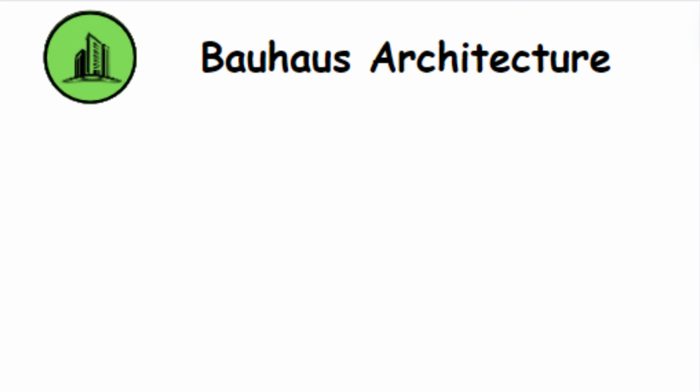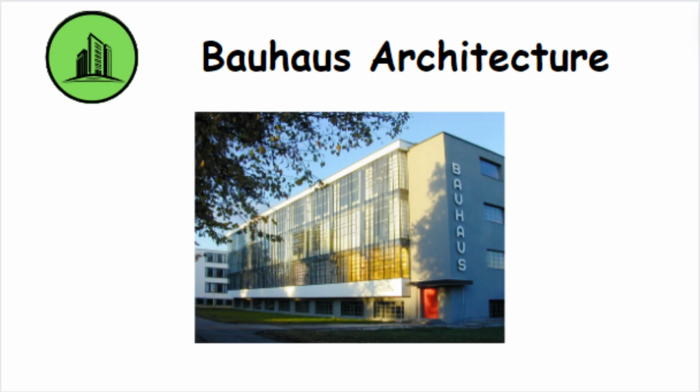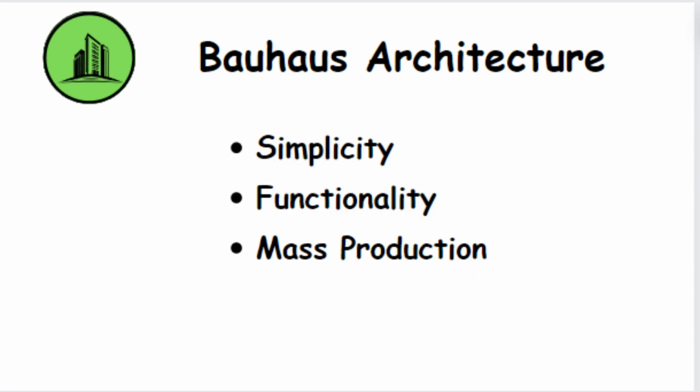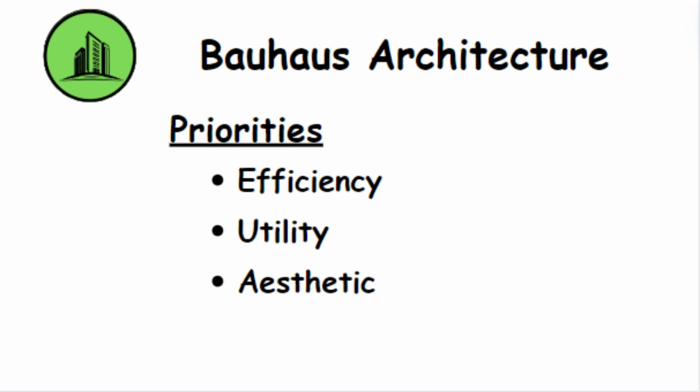Bauhaus Architecture. Founded by Walter Gropius in Germany in 1919, the Bauhaus school promoted the idea of total design, integrating art, craft, and technology. Bauhaus architecture emphasizes simplicity, functionality, and mass production, with an emphasis on geometric forms, industrial materials, and rational design principles. Bauhaus buildings often prioritize efficiency and utility, with an aesthetic that is both modernist and minimalist.